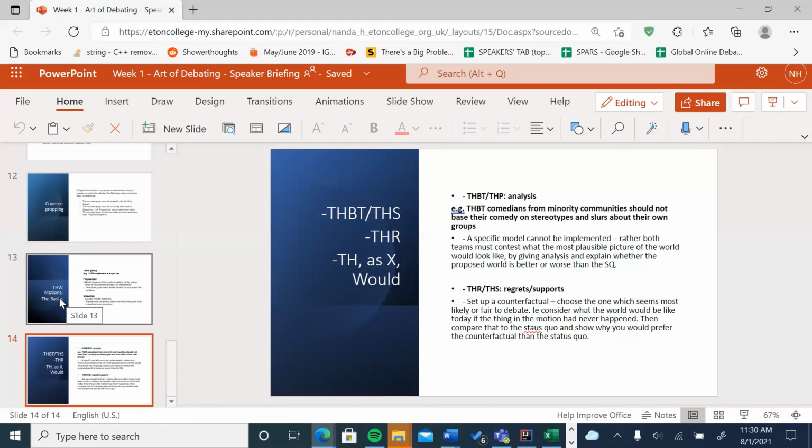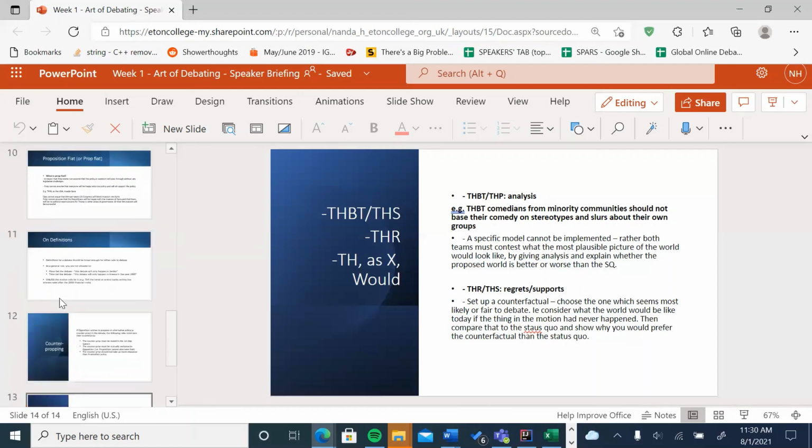So those are the basics of the format that we'll be doing. Are there any questions about any of that?